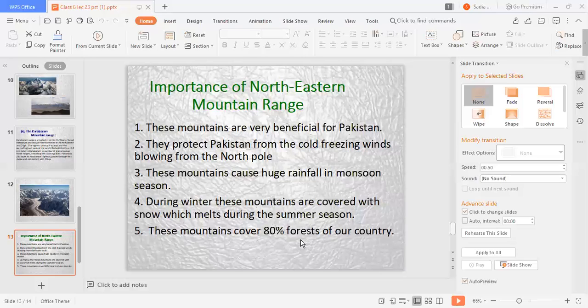You can say that very dense forest is present on these mountain ranges, and almost these mountains cover almost 80% forest of our country.